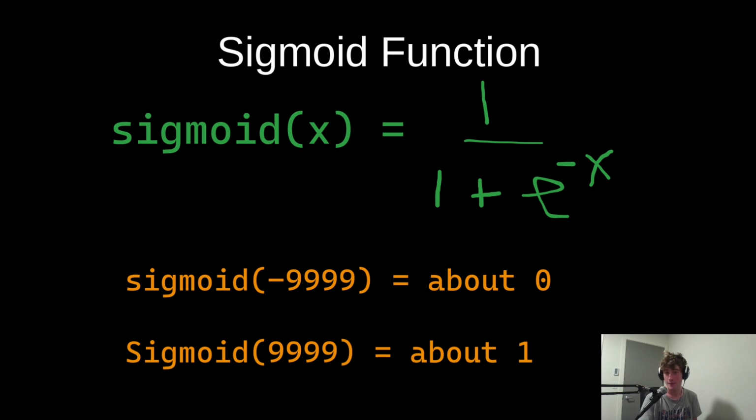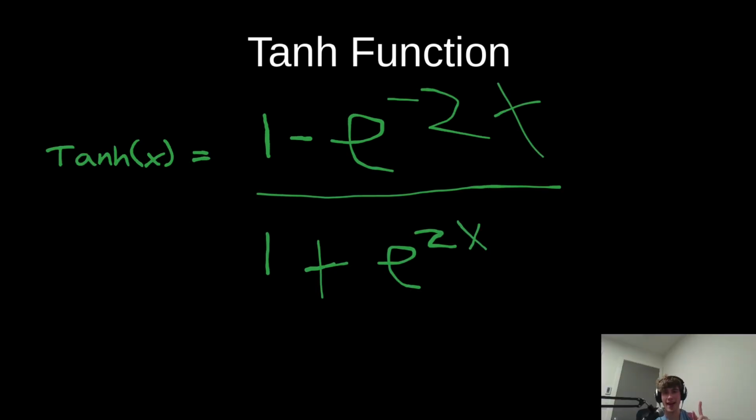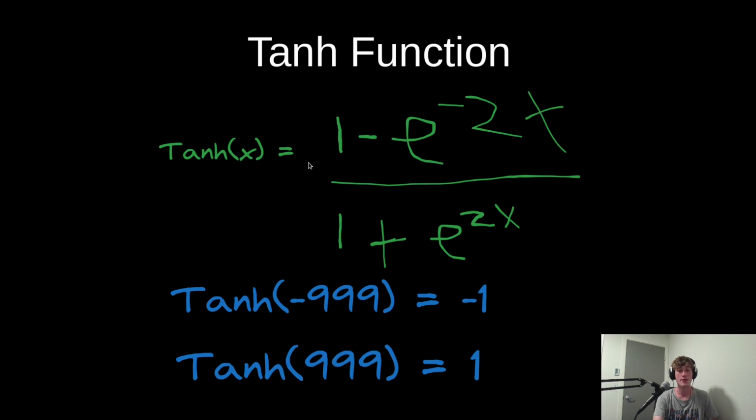Finally, we have the hyperbolic tangent function. And what this one does, you'll never guess what this one does, is it squashes our outputs to between -1 and 1. So for instance, if I put in -999, we're going to get about -1, and if I put in tanh of 999, we're going to get 1, or about 1.